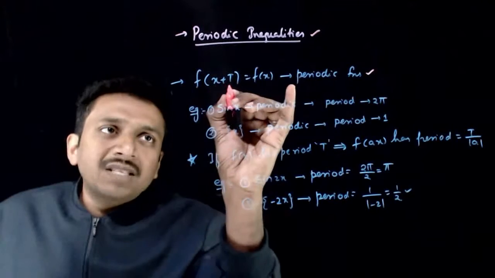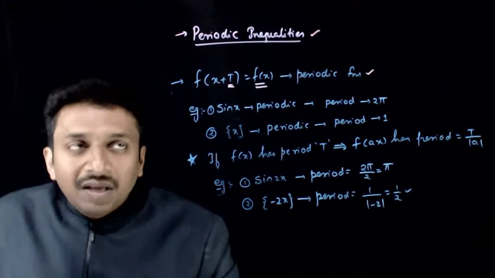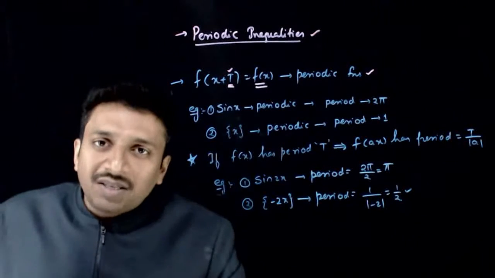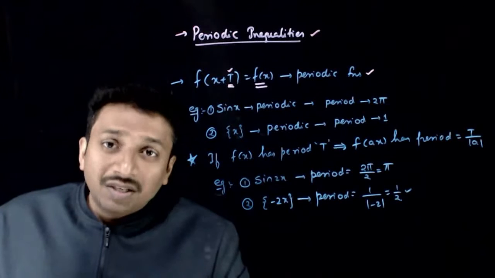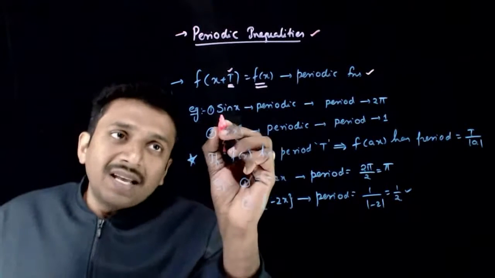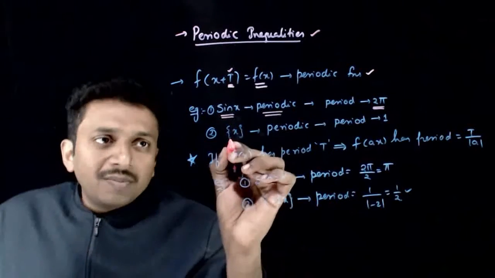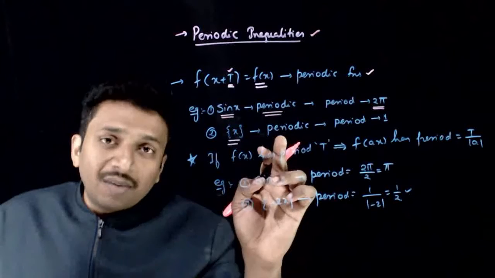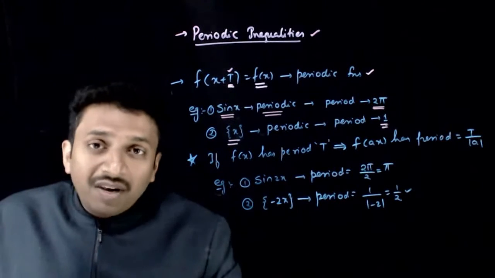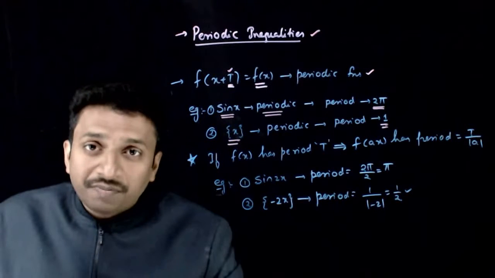That is, f of x plus some t is again equal to f of x. So after a certain interval t, the function has to repeat itself. Then such functions are called periodic functions. For example, sin x is a periodic function with period 2 pi. Similarly, fractional part of x is a periodic function with period 1. You would have learned this in the topic of periodic functions, the topic of functions.